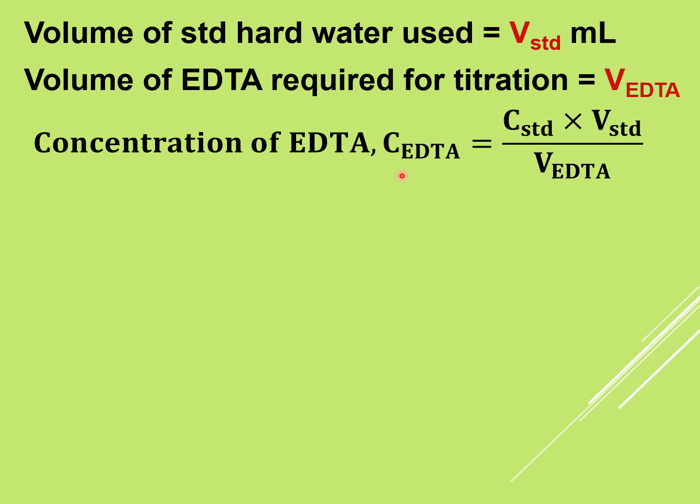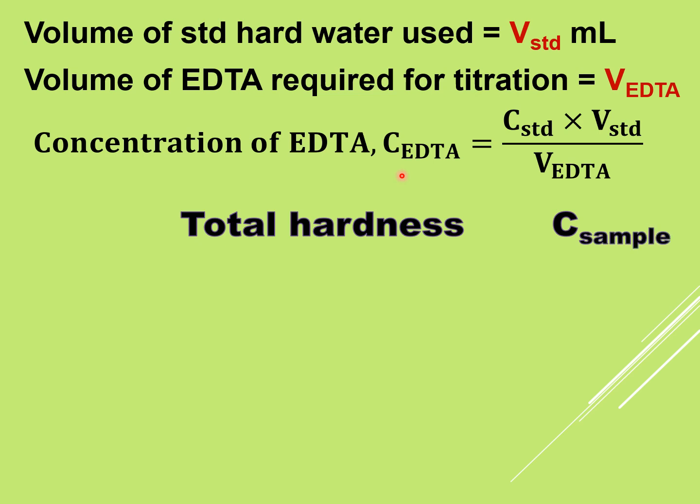Now third step, total hardness. You have to find out the total hardness. What you do? You have to calculate this term C sample. You are given a water sample. Okay, you are given a water sample. You have to find out the total hardness of this water sample. So what will you do? You have already done the first two steps. You found out C EDTA. You know what is the concentration of the EDTA. Then what will you do?